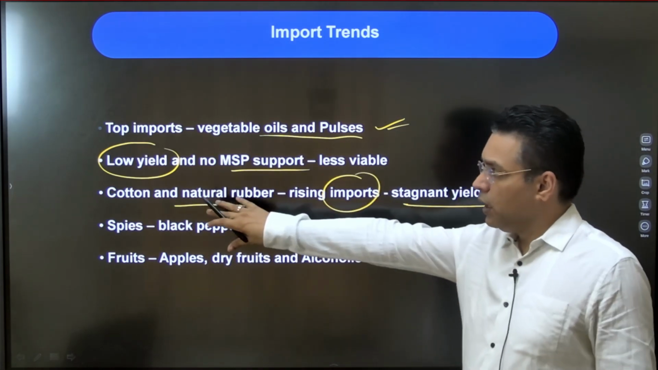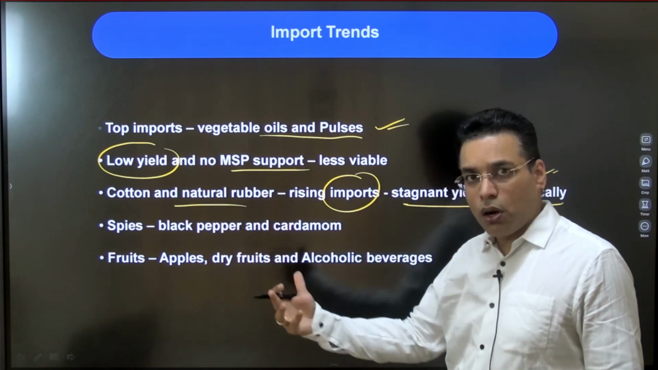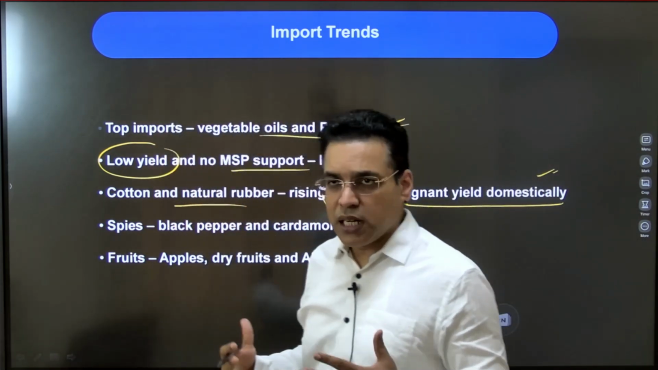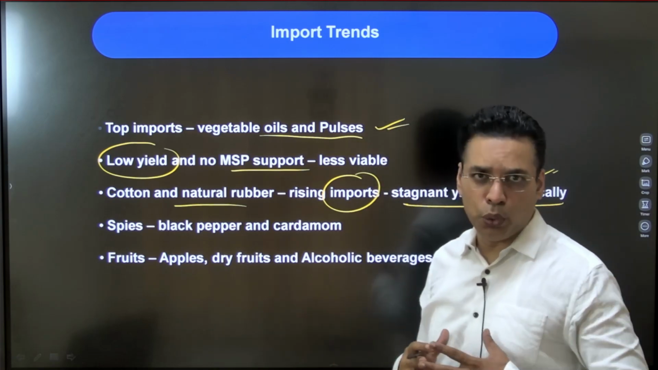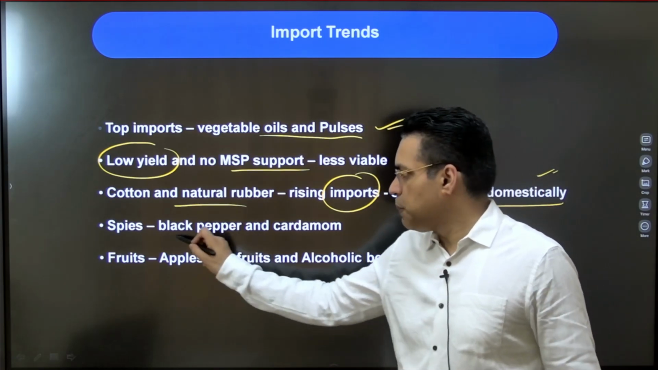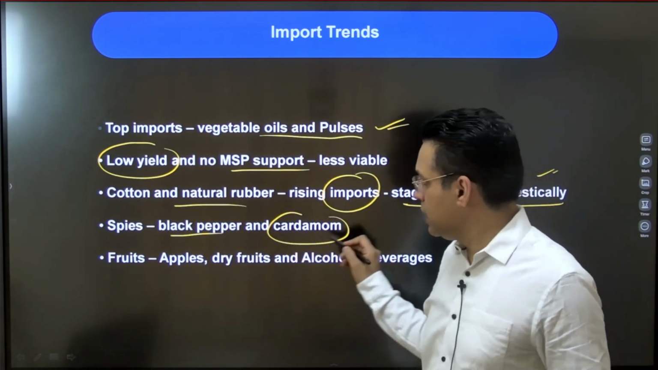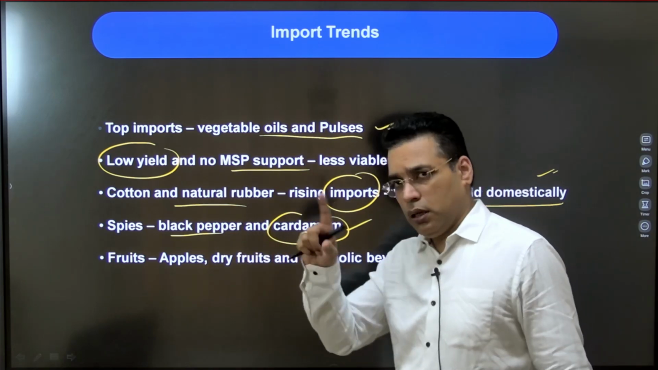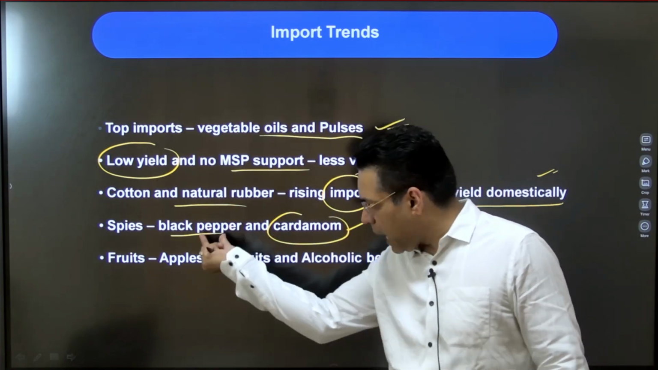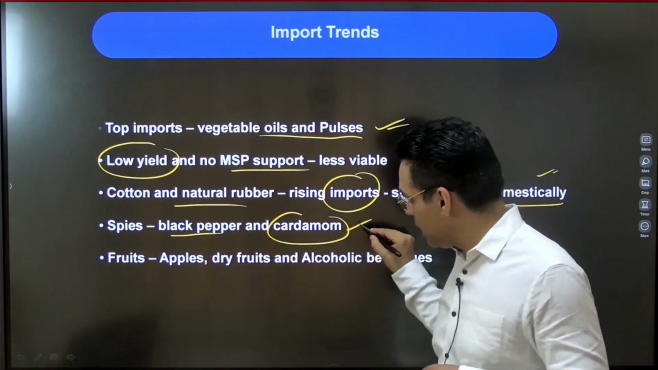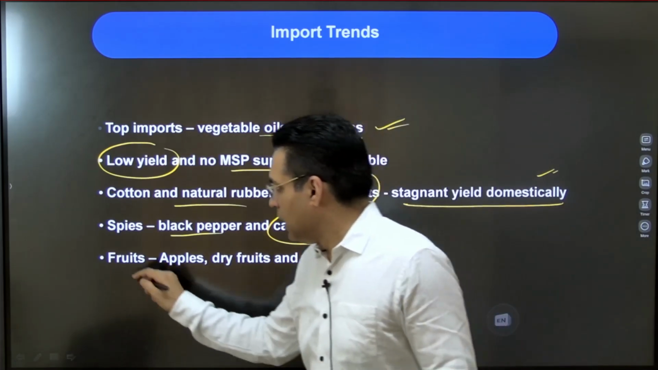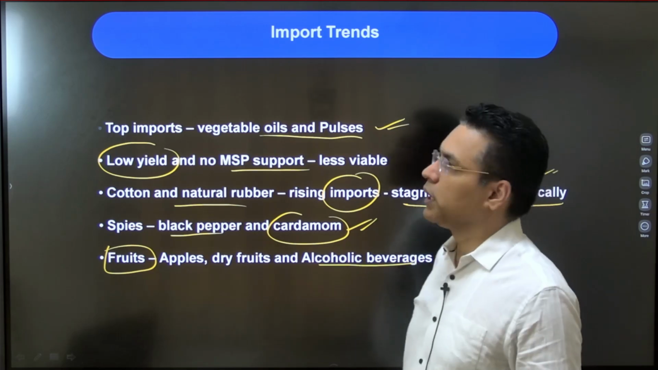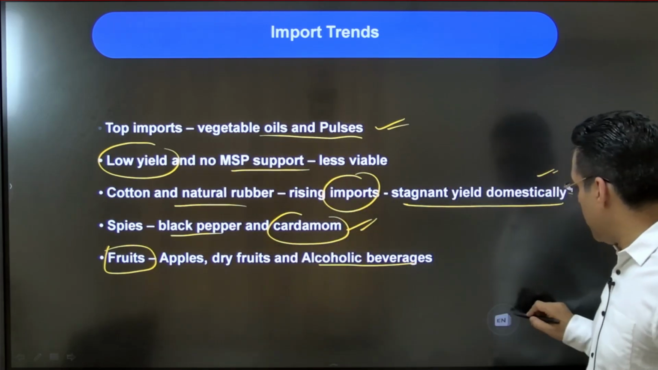Again here India has not done much in the cotton field. We have one hybrid variety, BT cotton, and beyond that nothing much has happened in terms of new innovation and technologies. Then spices, black pepper and cardamom, these are imports. Remember, normally India is surplus in spice exports, but black pepper and cardamom we are importing. This is again a question that can come as an MCQ. Fruits, apples, dry fruits, alcoholic beverages, we are importing more. So these are the import trends that we are discussing.